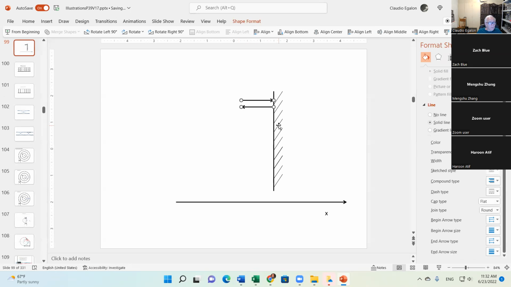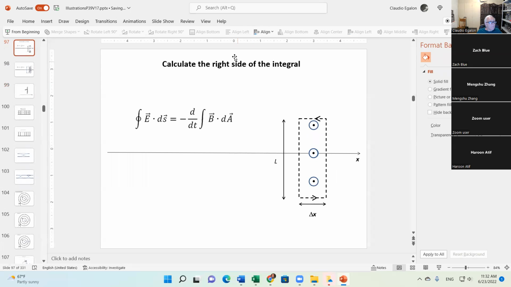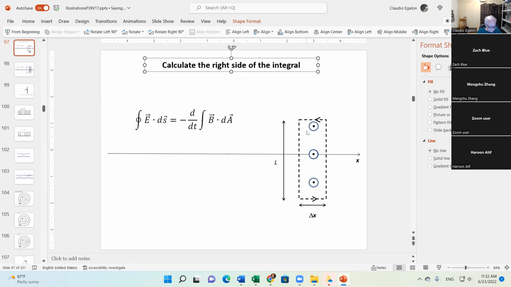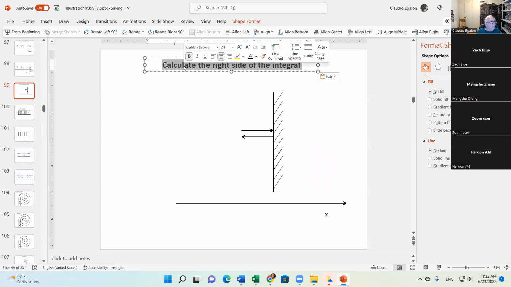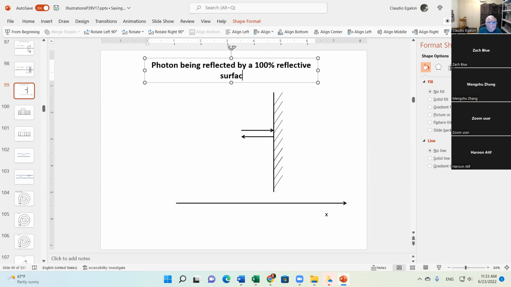Photon being reflected by a 100% reflective surface. The change in momentum is minus 2p.